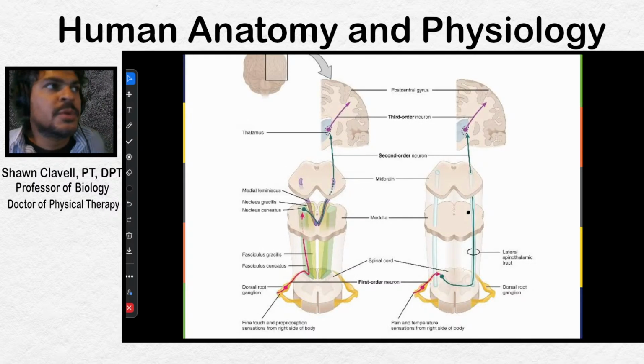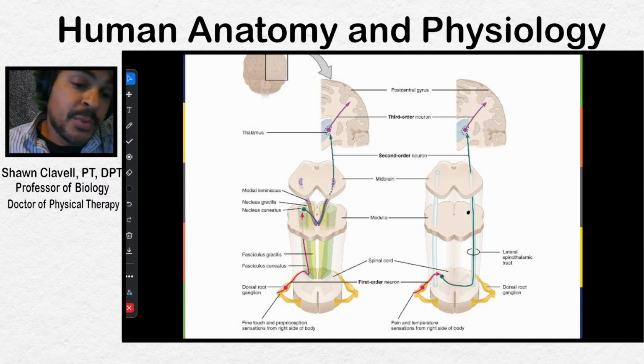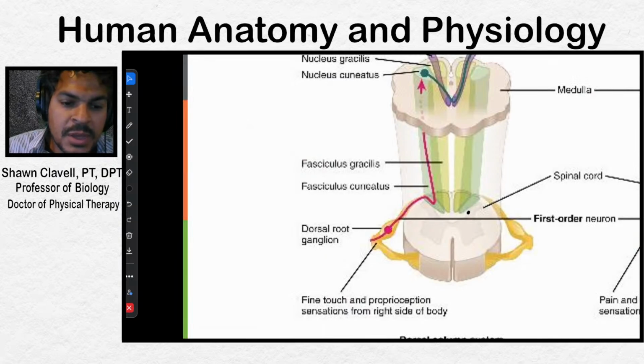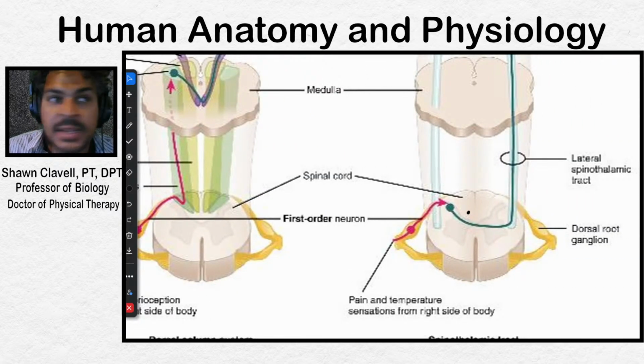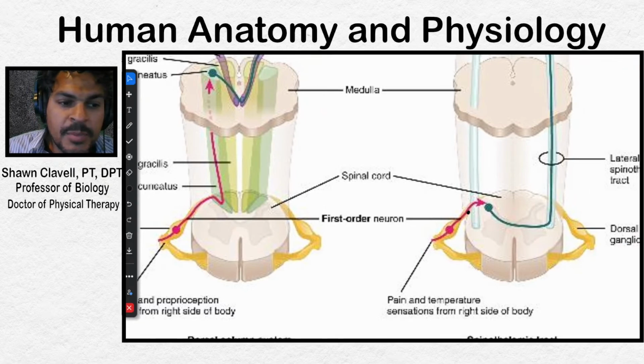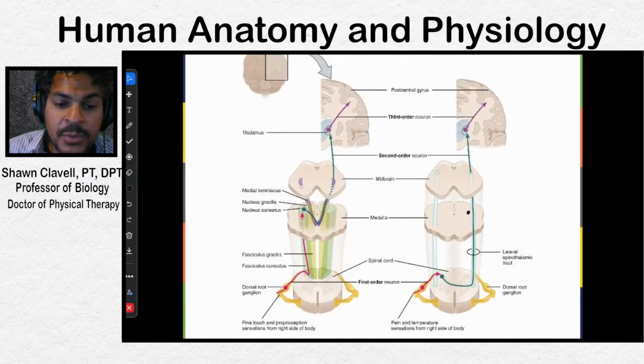So here we have two of the ascending pathways, those sensory pathways. One's related to fine touch and proprioception. The other side is related to pain and temperature. And you can see they take two different pathways. One goes straight up the spinal cord. The other one crosses or decussates off of the spinal cord. And those are what we refer to as the ascending pathways.